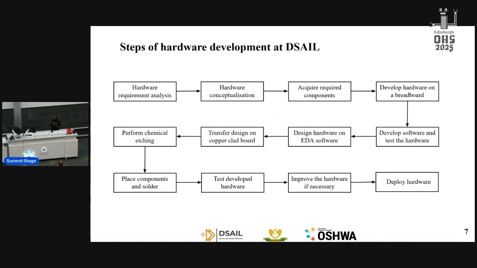Here are the general steps that we follow when designing hardware at the Center for Data Science and Artificial Intelligence. First is to analyze the requirements of the hardware, and that goes to first principles. What do you want to achieve? How can you do that? Then you conceptualize the hardware, acquire the components required, and develop the hardware on the breadboard. That's to make sure that the system is working before you solder the components, which is permanent and irreversible. Then develop software to test the hardware. Once the hardware is working well, proceed to design the hardware on software. Transfer the design onto a copper clad board, perform chemical etching, place components and solder, test the developed hardware, then improve the hardware if necessary, and finally deploy the hardware to the ecosystem of interest.